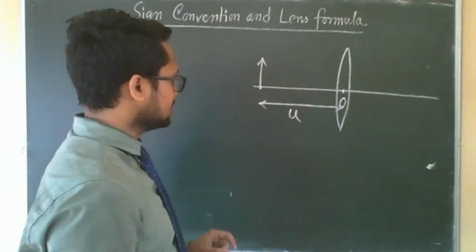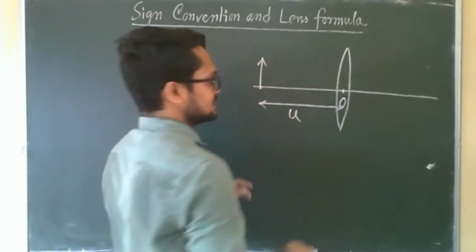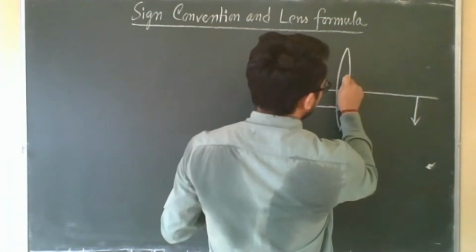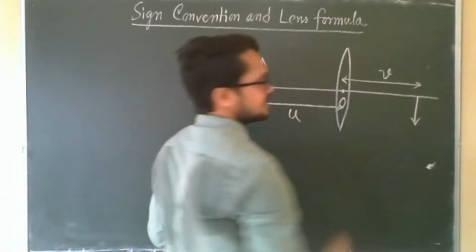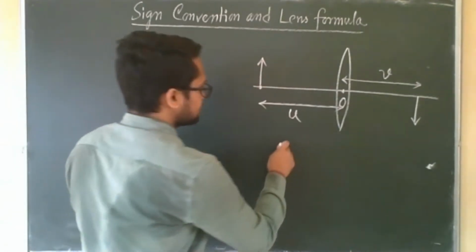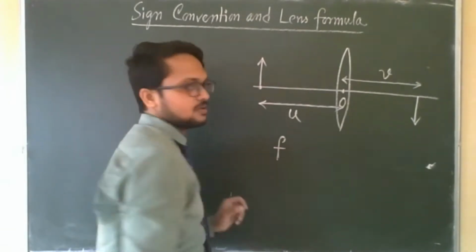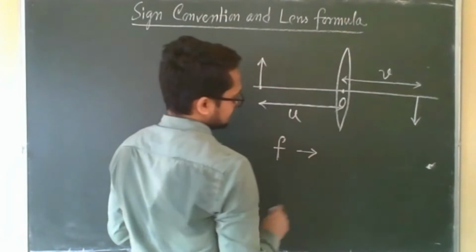So object distance is one quantity. Second is image distance. Suppose the image is forming on this side. From optical center to the position of image, this is called image distance, denoted by small v. Third quantity is the focal length, denoted by small f.